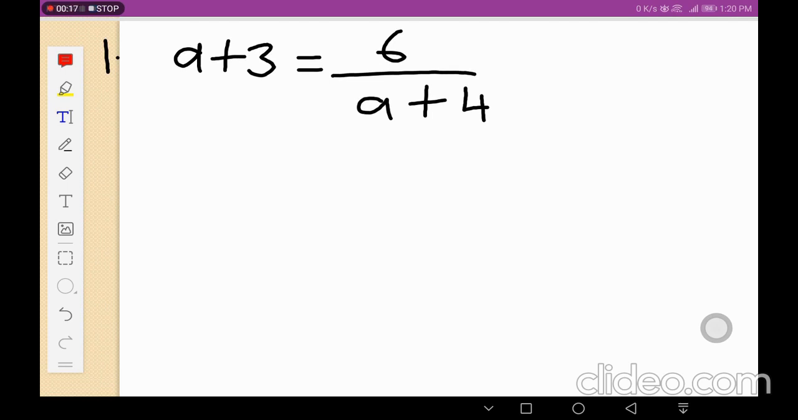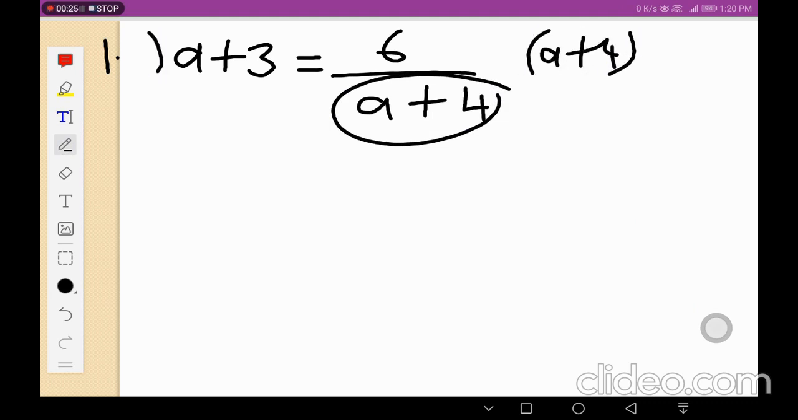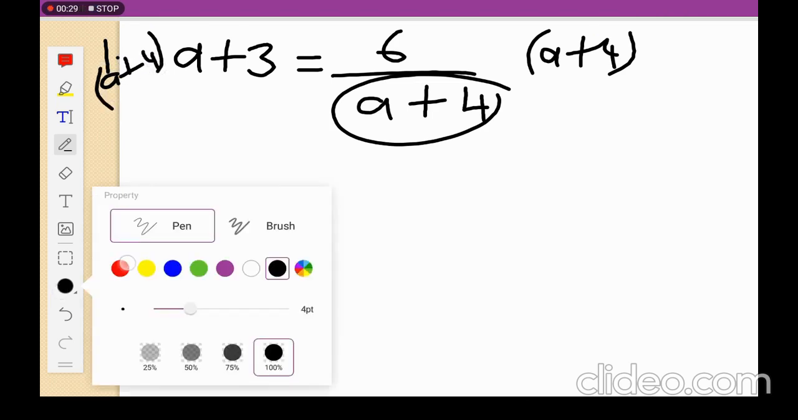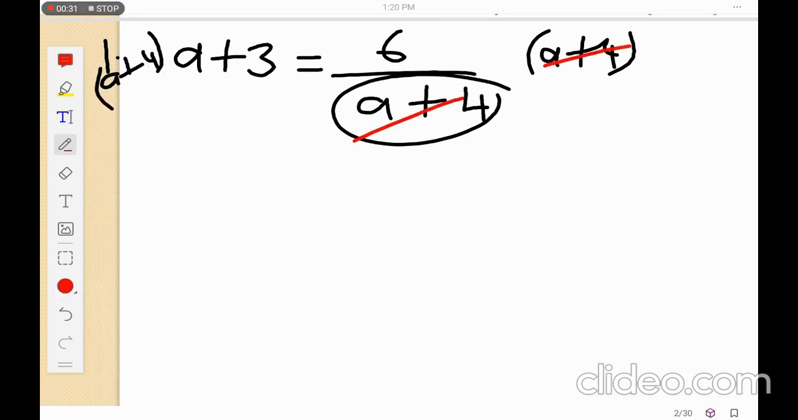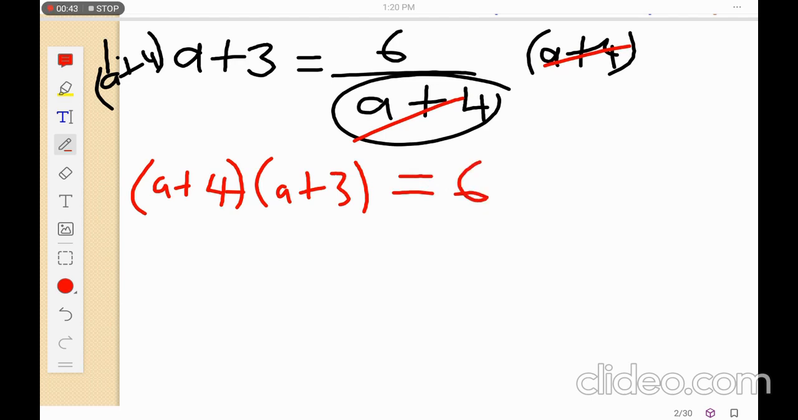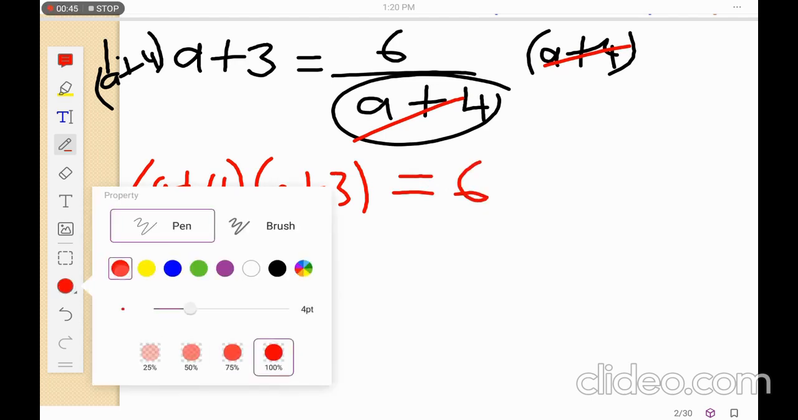So for the first method, I'm going to multiply every side by a plus 4, so that I remove that a plus 4, and on this side it cancels off. Then the left hand side I will remain with a plus 4 by a plus 3. This is now equal to a 6, like that. Okay, now I will remove the brackets.